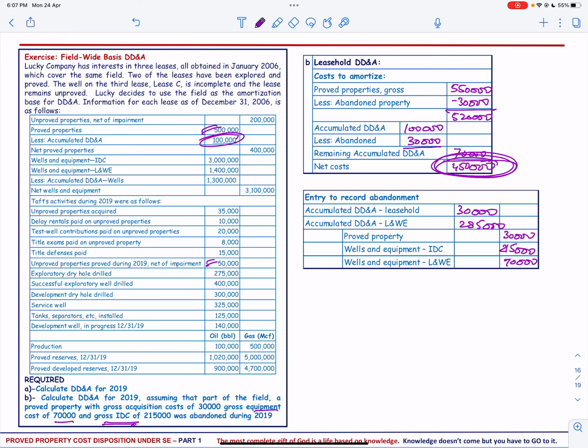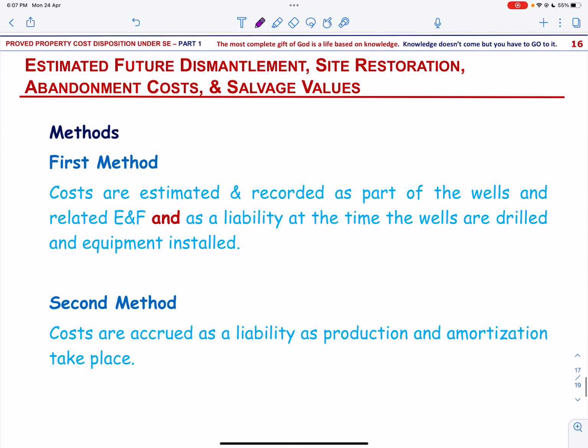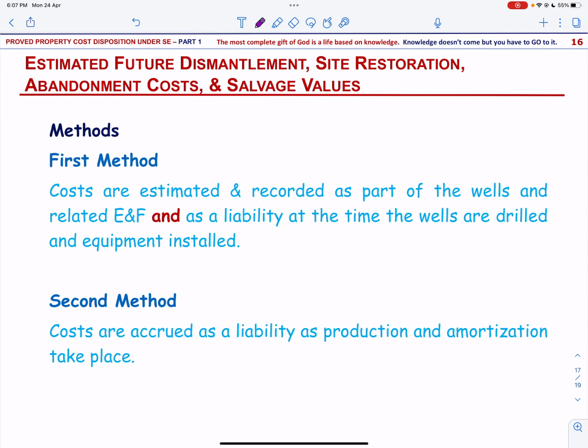Next, let us talk about estimated future dismantlement, site restoration, abandonment cost, and salvage values. Now, estimated future dismantlement, site restoration, abandonment cost, and estimated salvage value costs can be quite significant. That's why discussing their accounting treatment is important. Such costs must be taken into account in determining DD&A rates.